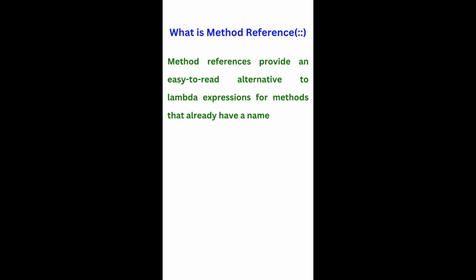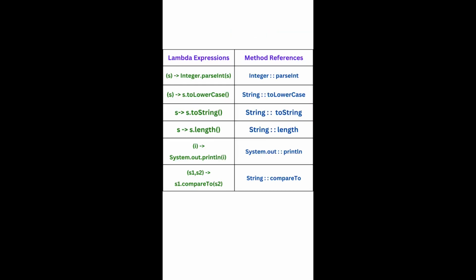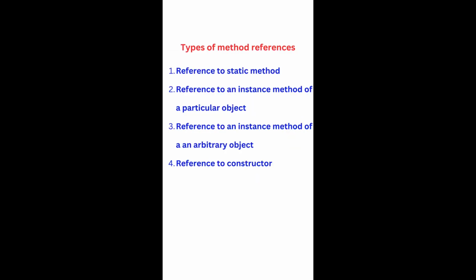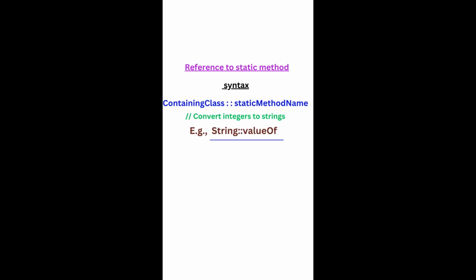What is method reference? Method references provide an easy-to-read alternative to Lambda expressions for methods that already have a name. Here we have few examples for Lambda expressions and equivalent method references for each. There are 4 types of method references. First one is reference to static method. Syntax, ContainingClass::staticMethodName, and check the example.